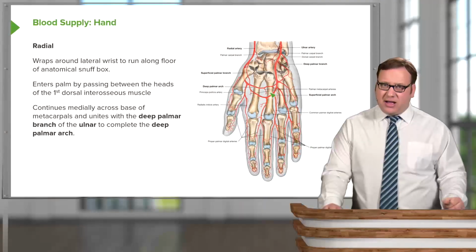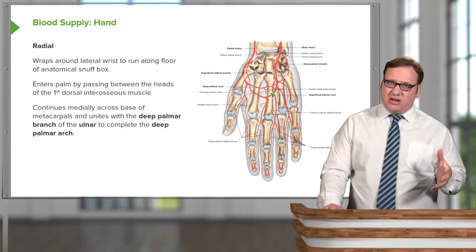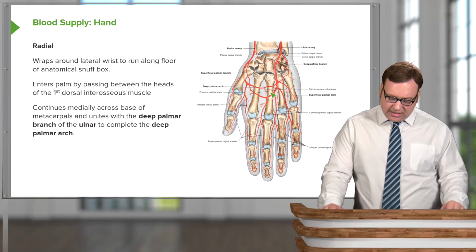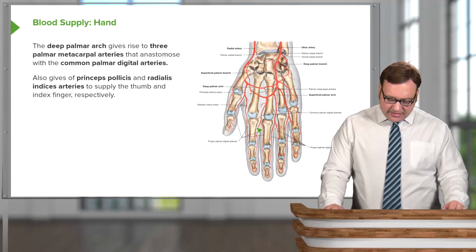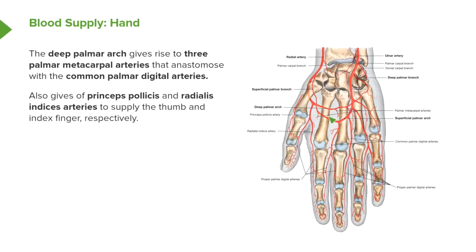And we have the deep palmar arch that is coming primarily from the radial artery and is in connection with the ulnar artery. The deep palmar arch gives rise to 3 palmar metacarpal arteries. I mentioned these arteries in the last slide. And these anastomose, we can see here, are palmar metacarpal arteries. We can see these anastomosing with our common palmar digital arteries.